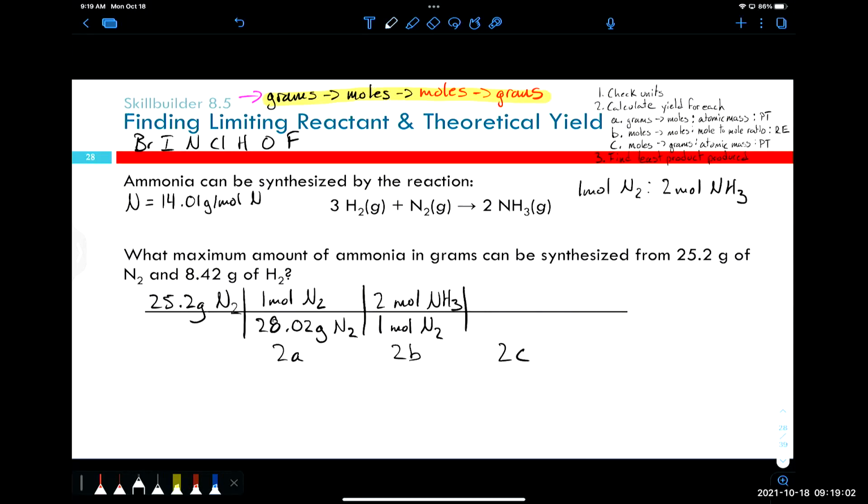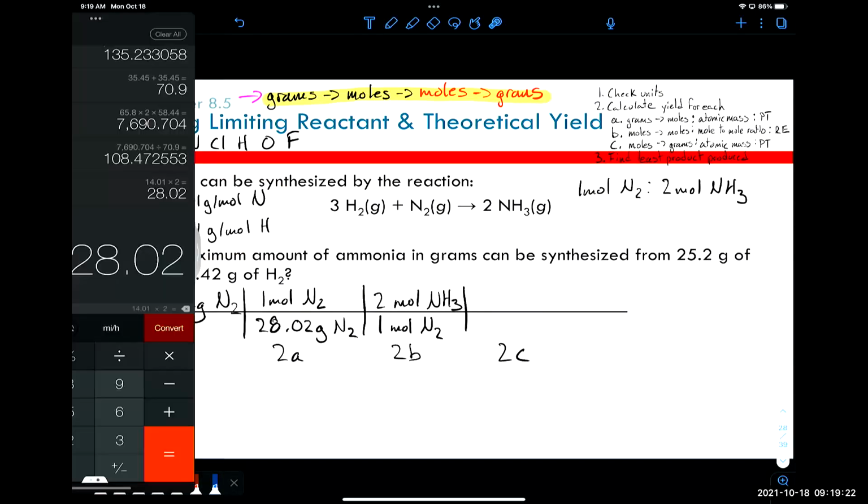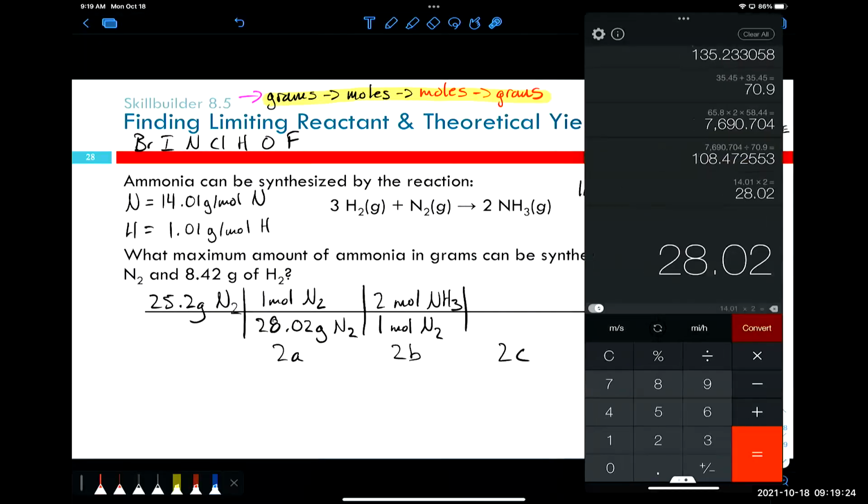So we'll need the atomic mass of hydrogen, which is 1.01 grams per mole. Remember, these that I have written up here are just their values from the periodic table. So we'll need to calculate then for ammonia what our molecular mass is going to be, right? So atomic mass for a single atom, molecular mass for the molecule.